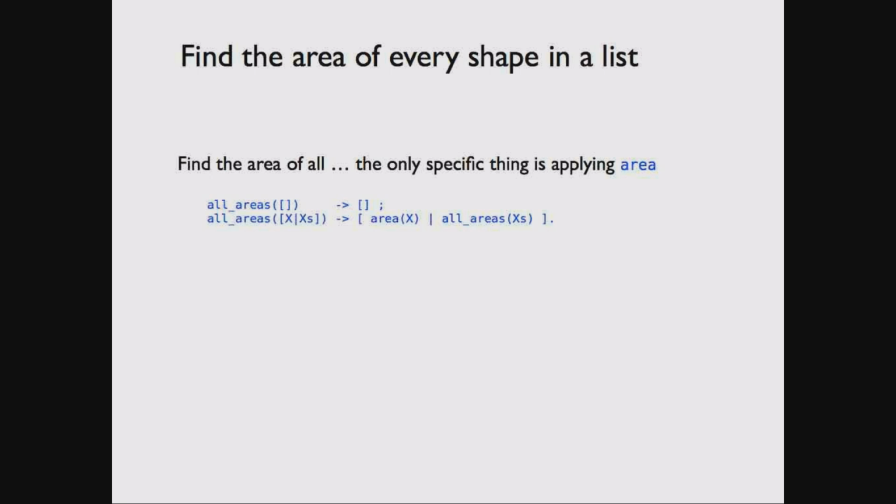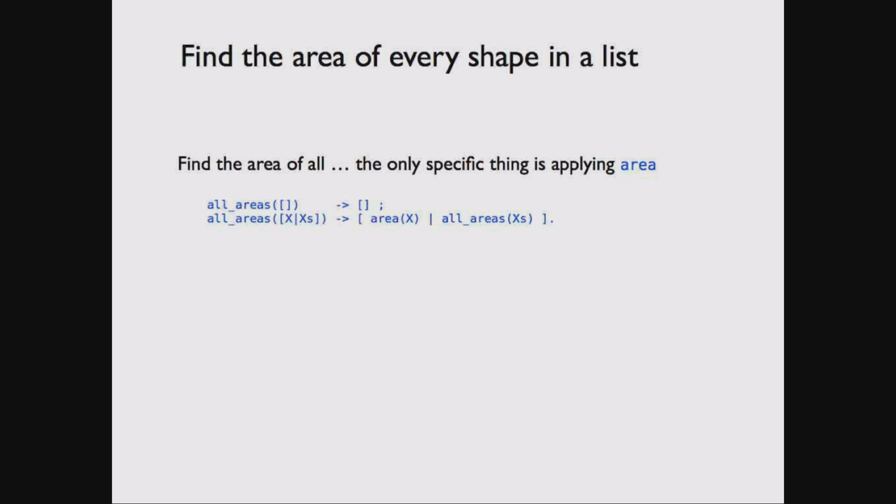Remember, this was how we defined the function. All areas on the empty list returns an empty list. All areas on x cons x's returns a list whose head is area of x and whose tail is all areas applied to the tail. So we get the same number of elements, and to each element we apply area of x. Now, looking at this definition, what tells us that this is about areas, apart from the fact that the function is called all areas?